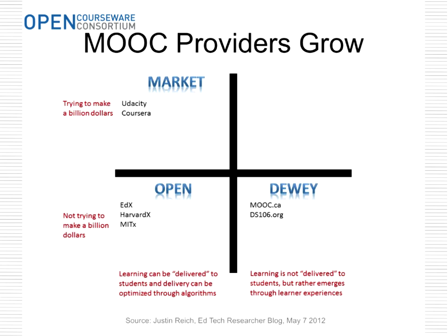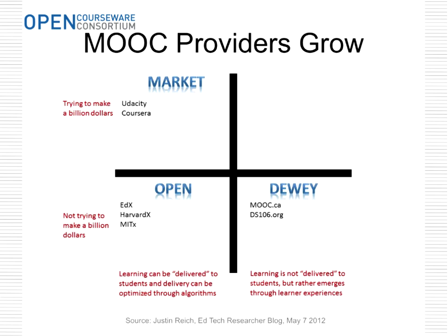Now directly underneath that we have what we call the open MOOCs, which are more of the edX type MOOCs, which is a combination of Harvard and MIT working together. There's a number of universities that are trying to do this. They are not trying to make money, but along with the market-driven MOOCs, they feel that learning can be delivered to students and the delivery can be optimized through algorithms.